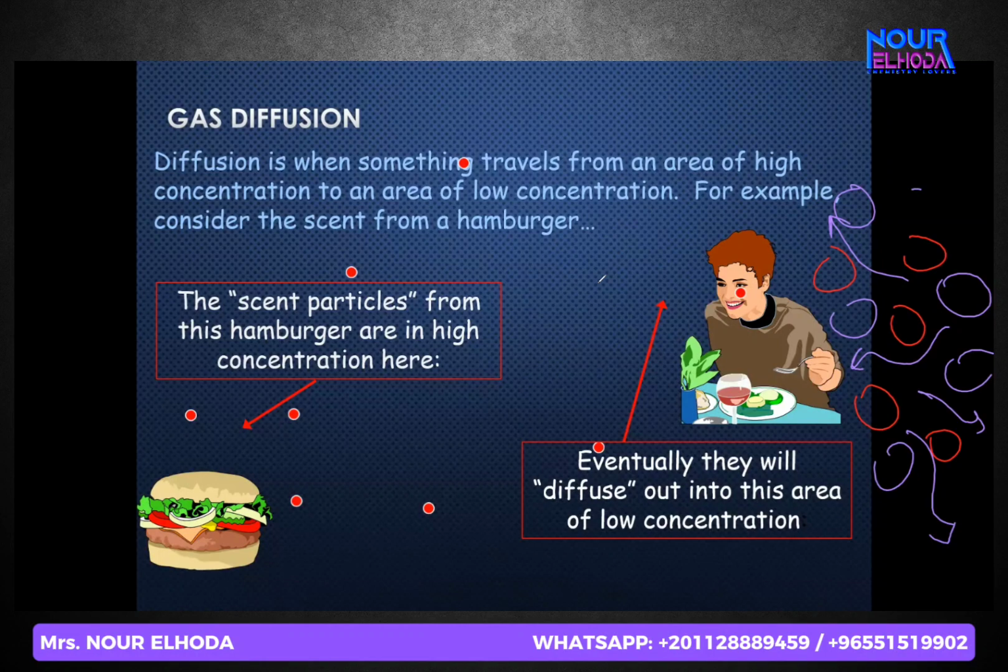This means that since they are in continuous random motion, all the time they are moving all around. That's why I'm saying that diffusion will happen. That's why wherever you are in the room, you are going to smell this nice perfume.